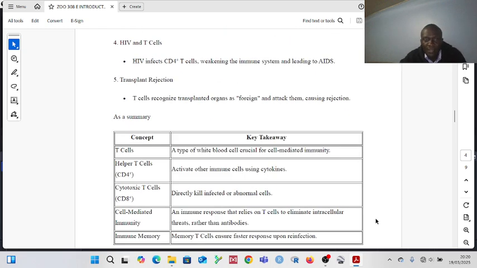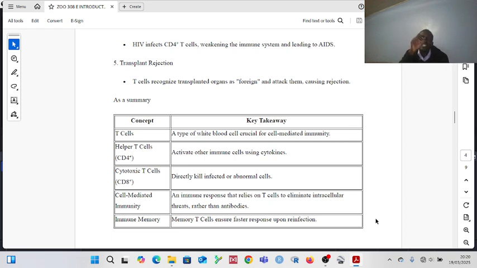Okay. So in summary, we've seen that T cells are a type of white blood cell, and they are crucial for the cell-mediated immunity. Helper T cells, otherwise called CD4, they help to activate other immune cells. How they do the activation is by the release of cytokines. Then the cytotoxic T cells, or the CD8, these ones help in killing cells that are either abnormal or infected with pathogens.